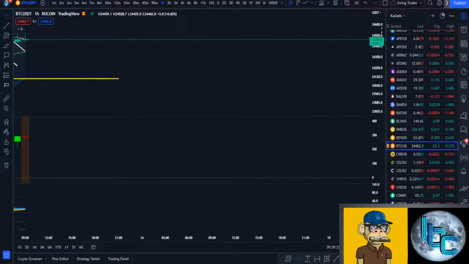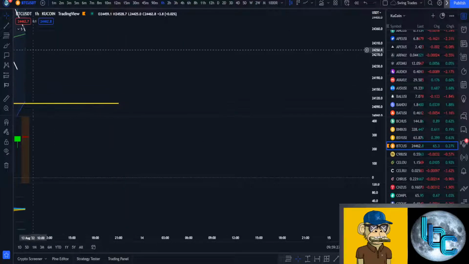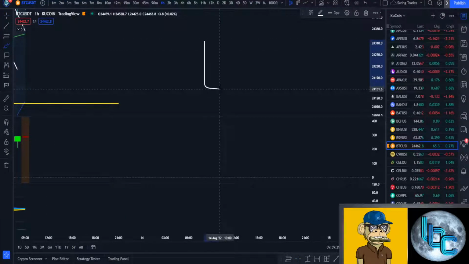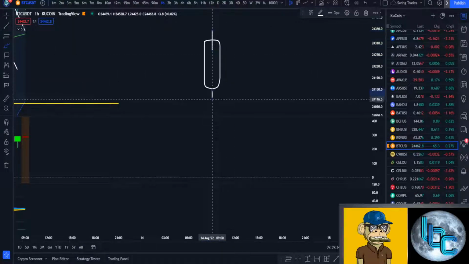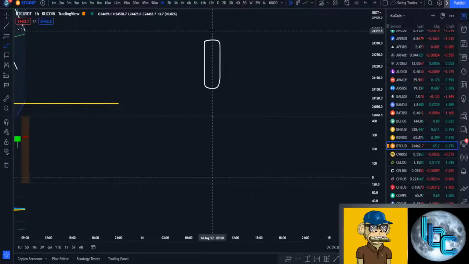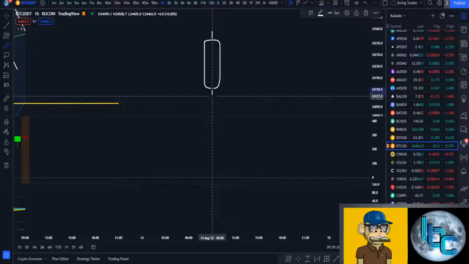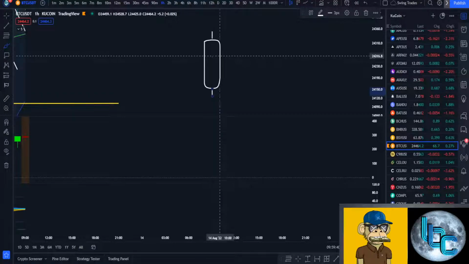Uh-oh. Did I lose it again? There we go. All right, so here's a candle, right? Ugliest candle you ever saw in your life. So this is the candle.